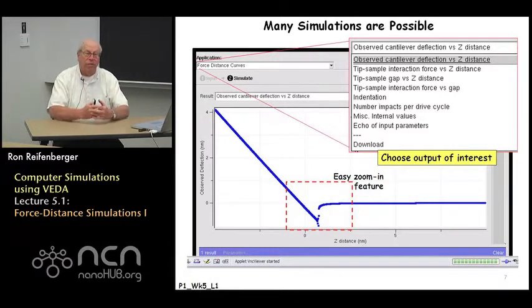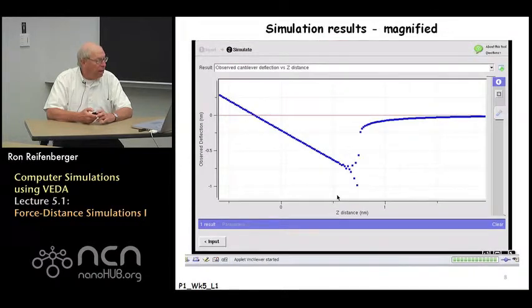You're free to select whichever output you want in order to try to understand what the simulation is trying to tell you. Very often you don't get the initial and the final values of Z correct the first time round, so you shouldn't worry about that. You should just take advantage of the zoom in feature. So for instance, you can drag and draw a box around the feature of interest, and when you double click, that region of the graph will expand and allow you to see in more detail exactly what's going on. So I did that here.